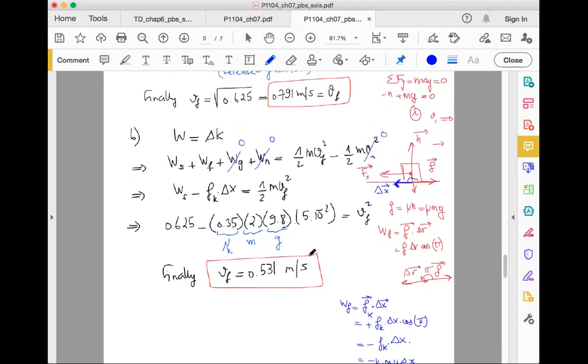And as you can see, as expected, the velocity or the speed has a magnitude which is smaller than in the first case, because here you had friction. So part of the energy of the block is transferred into heat because of the friction force. So this is it for this problem.